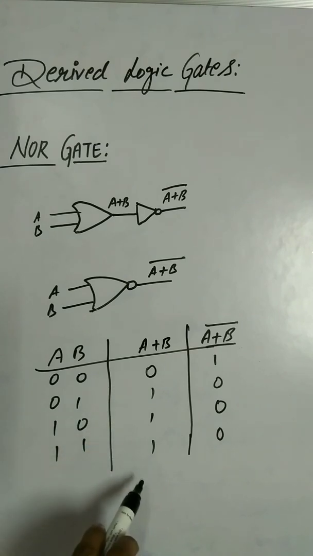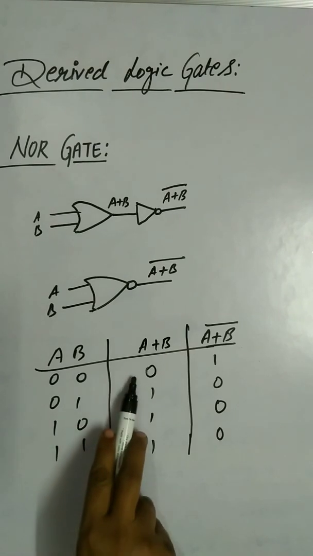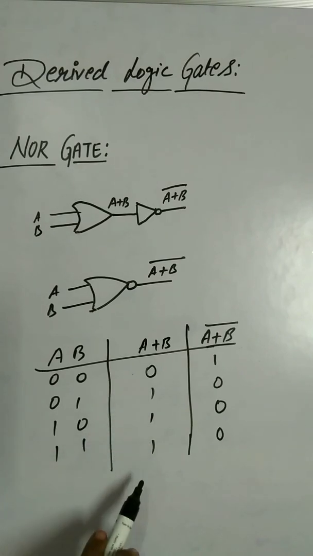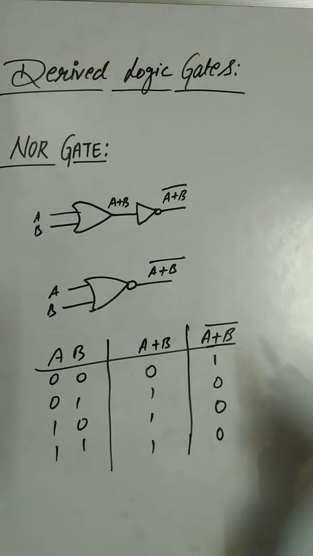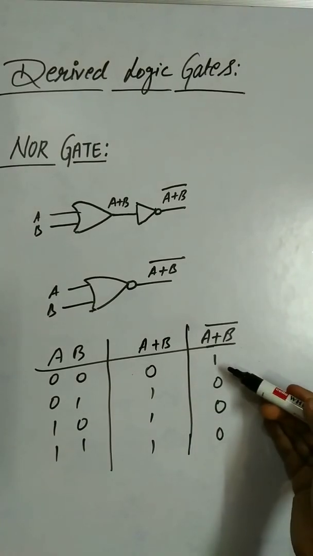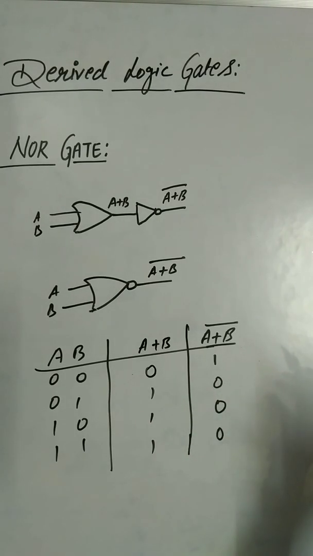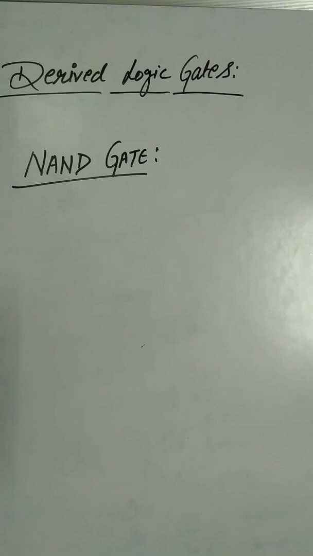This column represents the OR gate output. It's 0, 1, 1, 1, and when we pass it through the NOR gate, it will just reverse the value, just the opposite of the OR gate. Okay. So the first derived logic gate is the NOR gate. Next derived logic gate is the NAND gate.